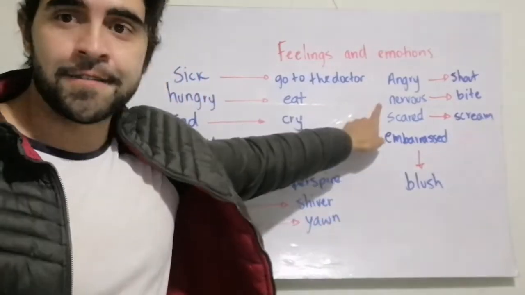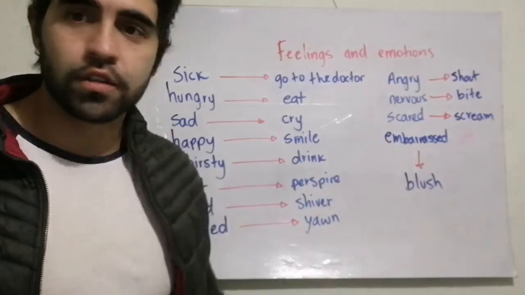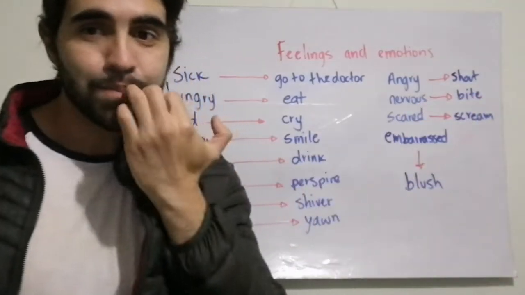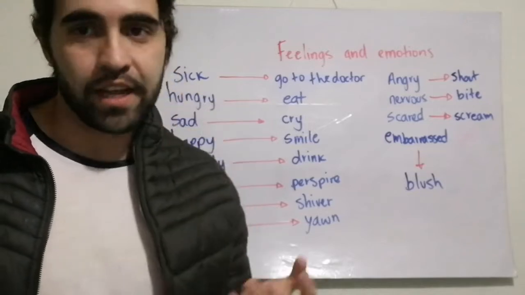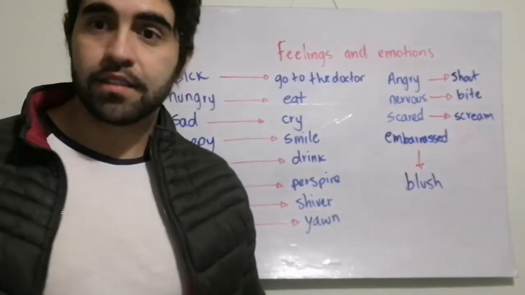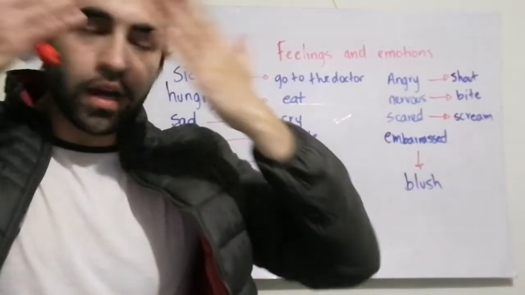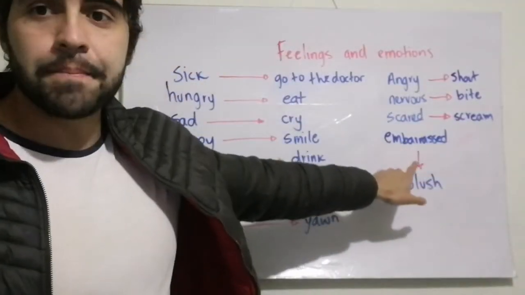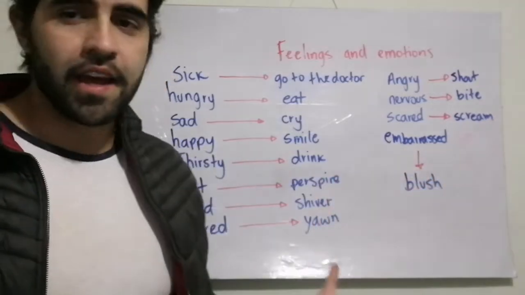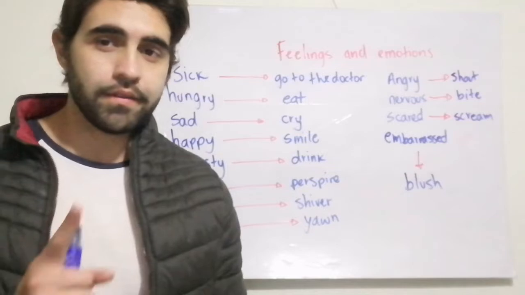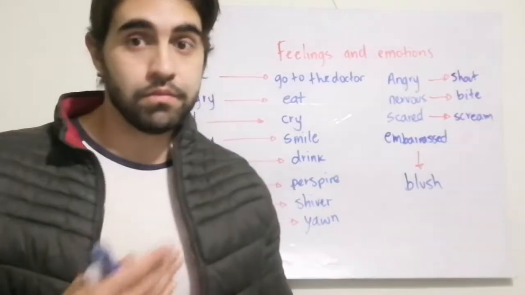We have nervous. You don't say it the wrong way, you say nervous. And you bite your nails. Okay? Scared. And we have scream or cover your eyes. Yes. And we have embarrassed. Don't say it the wrong way, that doesn't exist. You say embarrassed. You gotta be careful with the pronunciation because it's important.